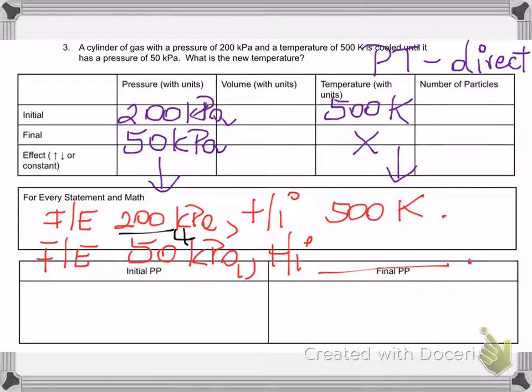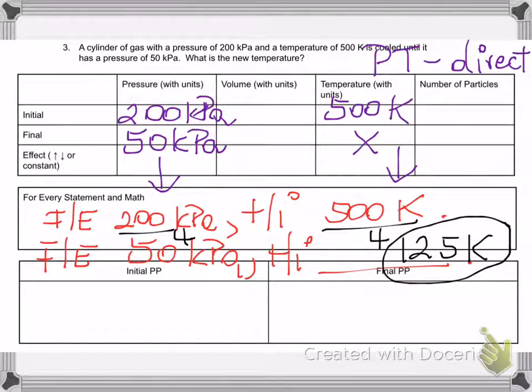We're going to have to do the same thing to the temperature. We're going to divide this one by 4, and when we divide 500 by 4, we get 125 Kelvin, and that's my final temperature. This is what the temperature is going to be after the pressure drops down to 50.